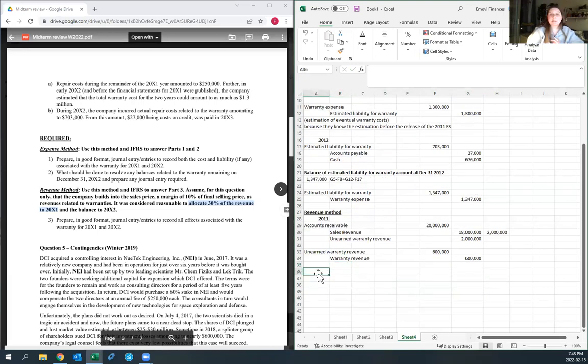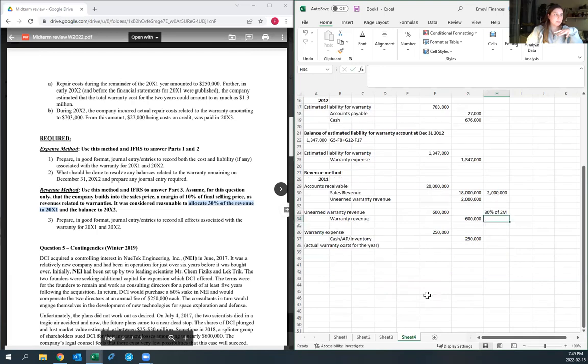And you also have to record an expense for the actual costs of warranty. For 2011, the actual costs are still $250,000. So my warranty expense is the $250,000. And here it could be cash or accounts payable or inventory, depends what they provide. So here I record my actual warranty costs. And here it's 3%. That's it for 2011.